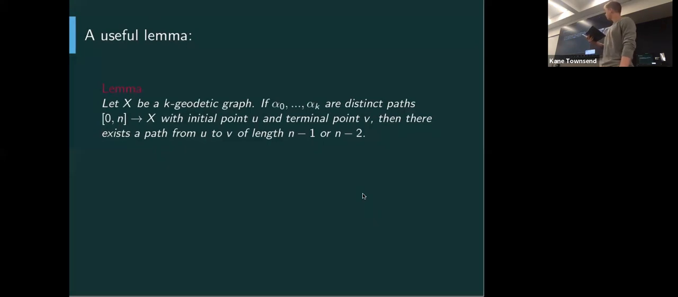I'm going to do a few results to do with just purely graph theory stuff now. The first one is a cute little lemma that highlights the difference between k-Geodetic graphs and geodetic graphs. If we have a k-Geodetic graph and we've got k plus 1 distinct paths with the same initial point and terminal point, then there exists a path of length n-1 or length n-2.